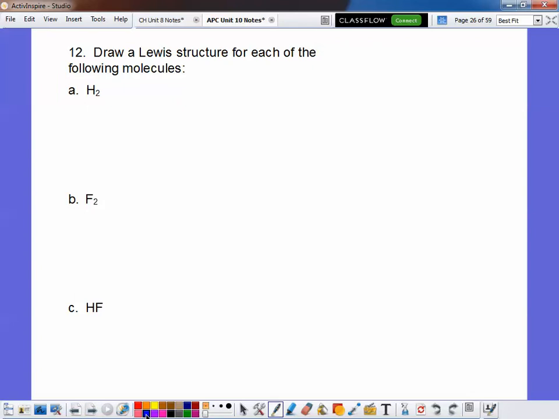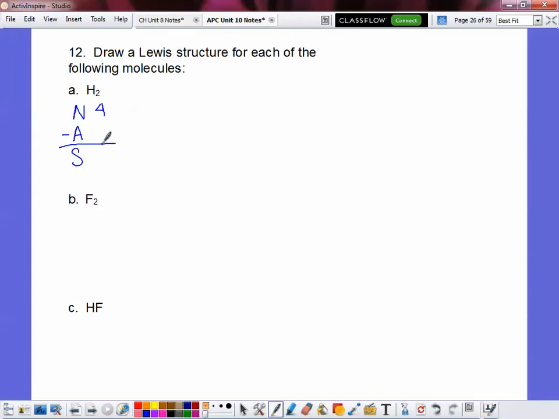All right, so looking at these ones, this is on page 9. So number 12. So hydrogen, you probably already know what the structure looks like, but let me show you how the needed available shared method works. So needed, available, shared. So needed, we have 2 hydrogen atoms in this molecule, and both hydrogens need 2, so we need a total of 4.